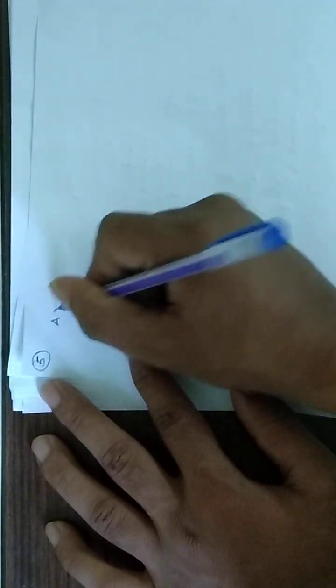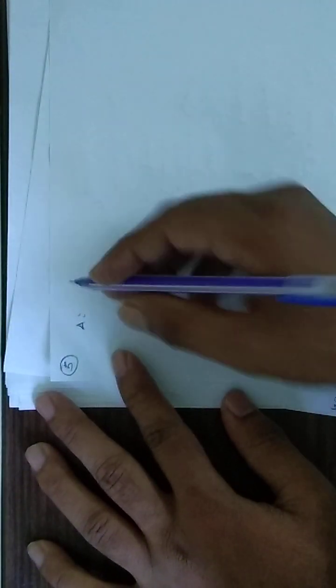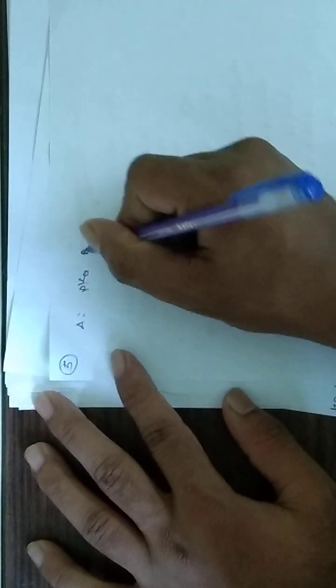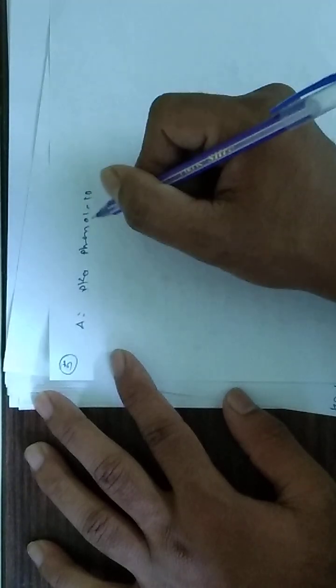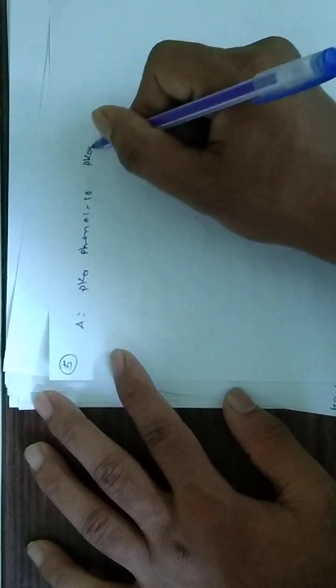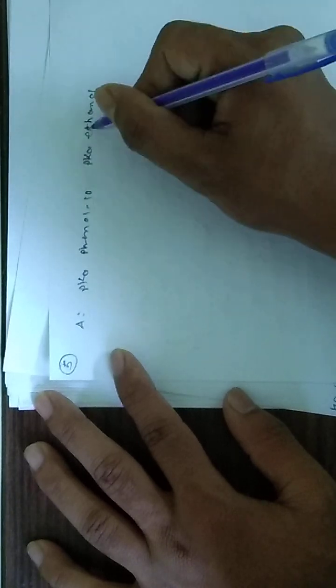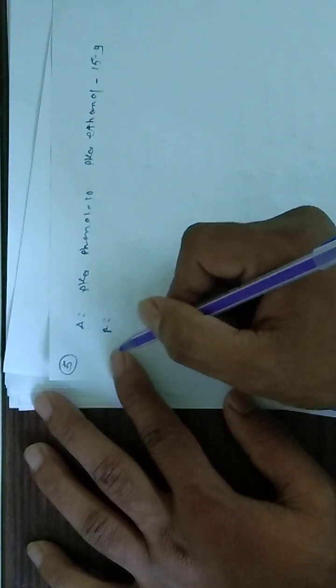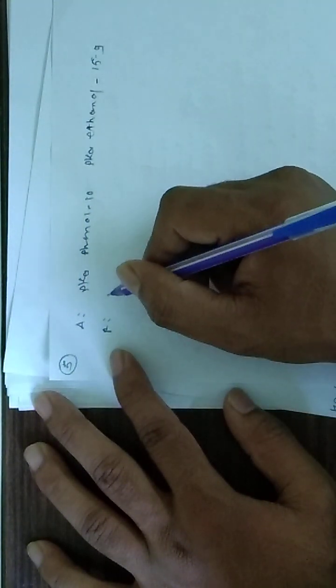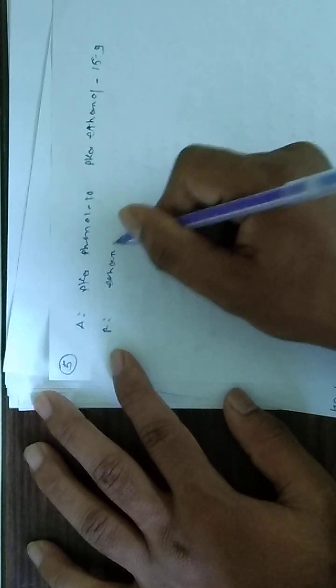So now the next question. The question is: given below are two statements, one labeled as assertion A and the other labeled as reason R. The assertion is that the pKa value of phenol is 10, and that of ethanol is 15.9. And the reason, the second statement, is that ethanol is a stronger acid than phenol.